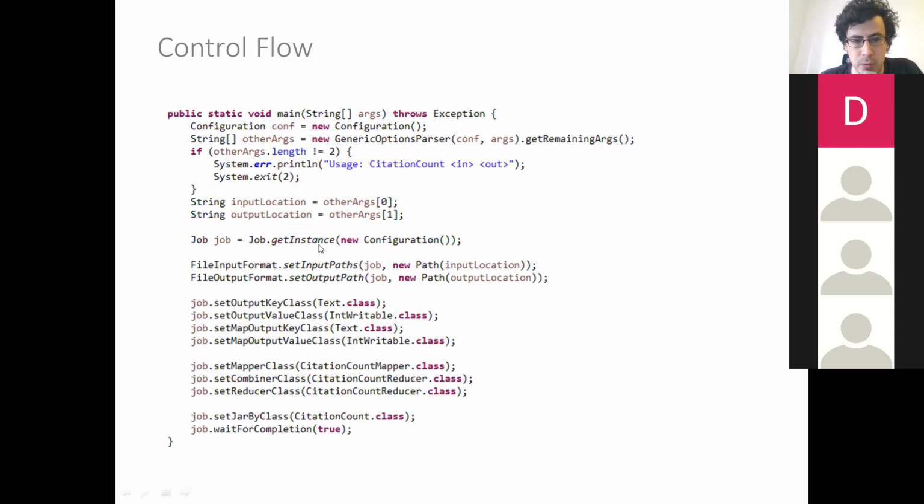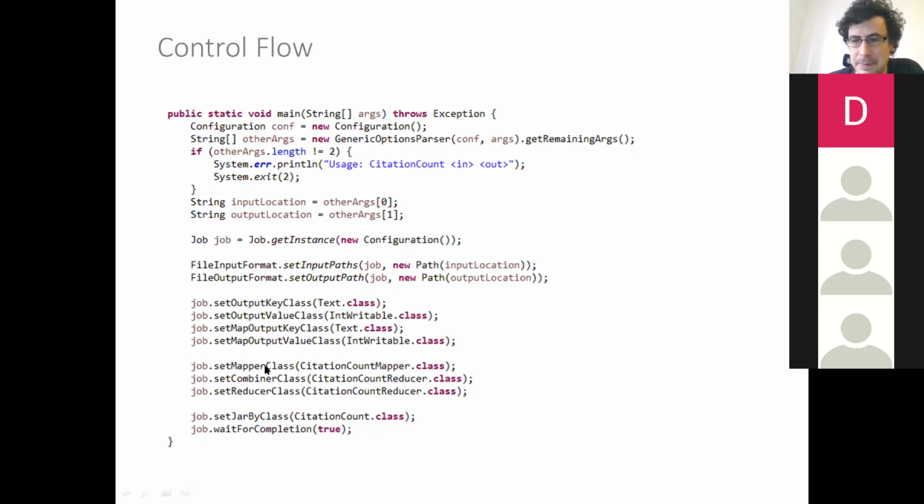And we have to create a new job, which is just a default configuration. We need to set the input paths and the output paths. So input paths in terms of which files we're going to read from, and we can read from multiple files if we like. The output path will be the name of the file that will have the output of the reduce. We need to set the keys and the values for the maps and the reduce. So this is the reduce key and value. This is the map key and value for the outputs.